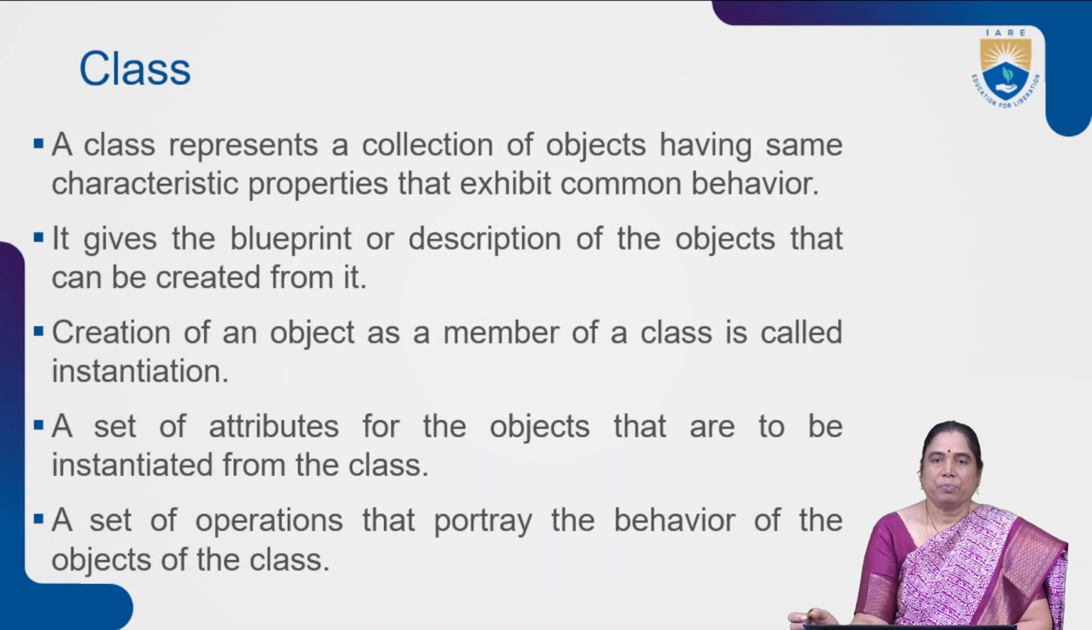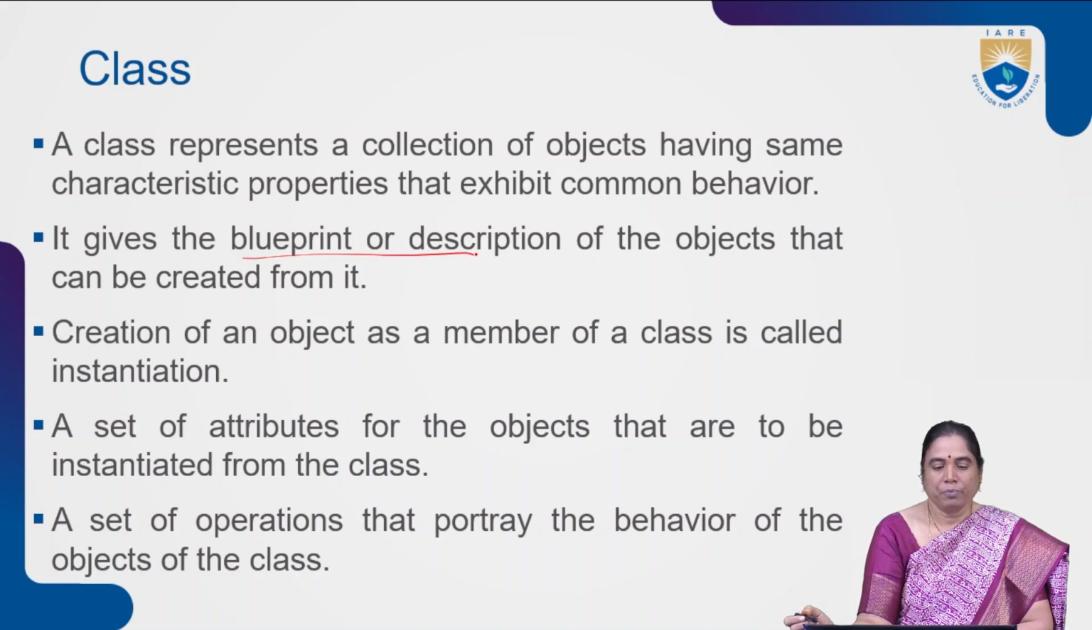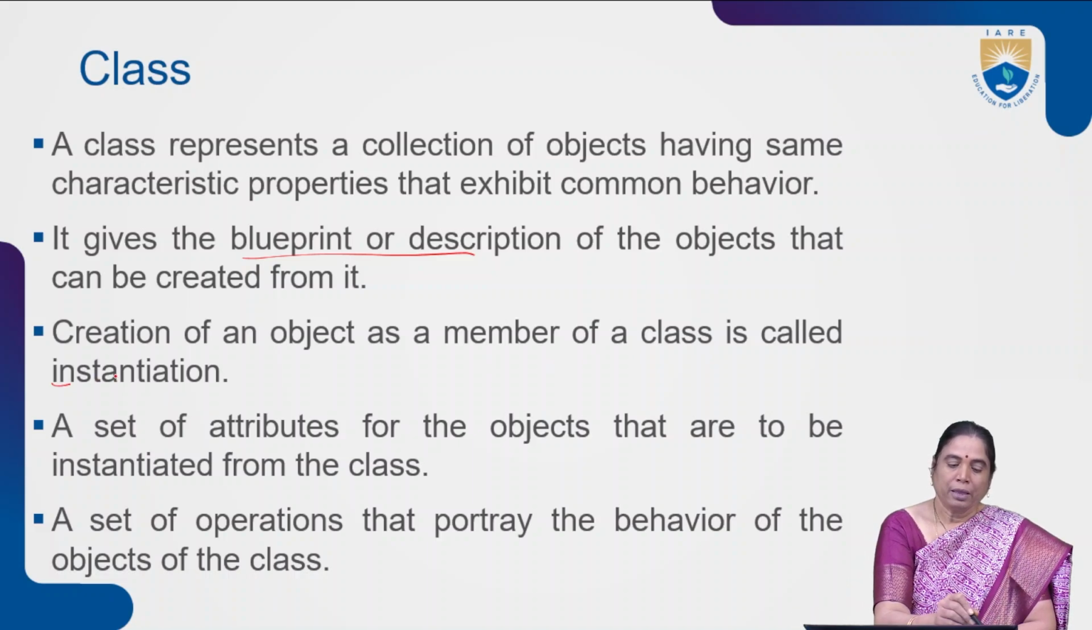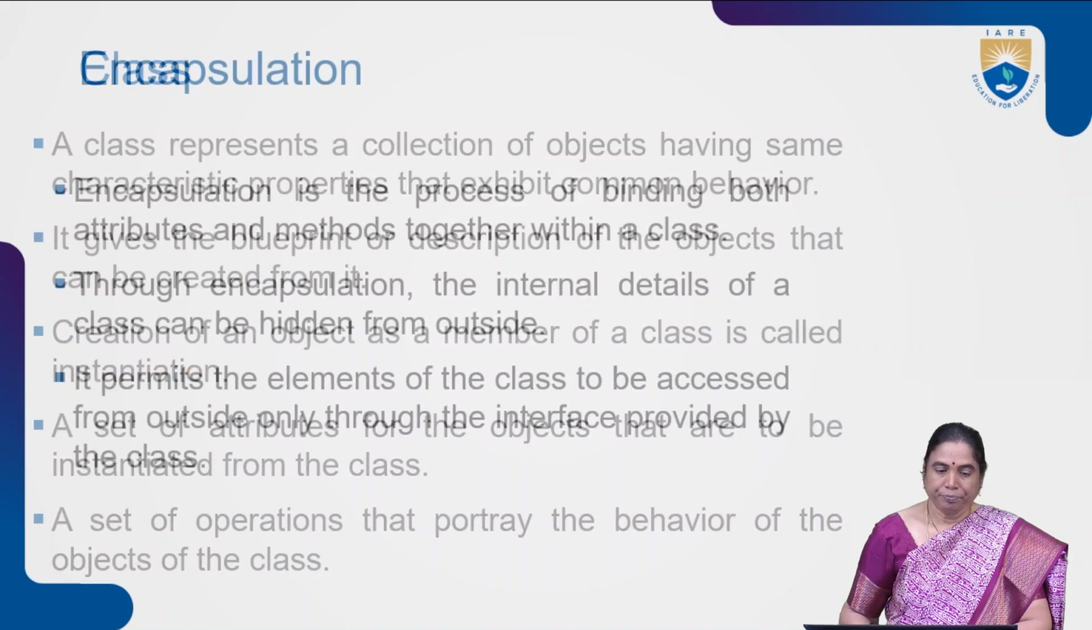The class represents a collection of objects having the same characteristic properties and exhibiting common behavior. It gives a blueprint or description of the objects that can be created from it. Creation of an object as a member of a class is called instantiation. A class has a set of attributes of the objects that are to be instantiated from the class, and a set of operations that portray the behavior of the objects of the class.